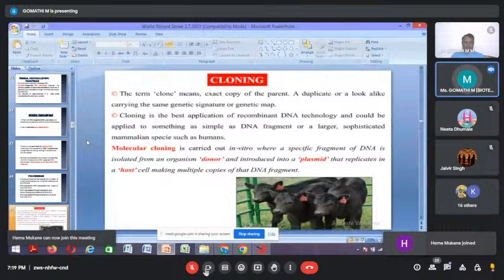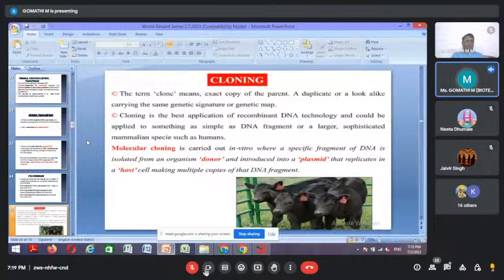Next, moving on to cloning. The term clone means producing an exact copy of a parent or anything, a duplicate or a look-alike carrying the same genetic signature or genetic map. Cloning is the best application of recombinant DNA technology and could be applied to something as simple as a DNA fragment or a larger, sophisticated mammalian species such as humans.